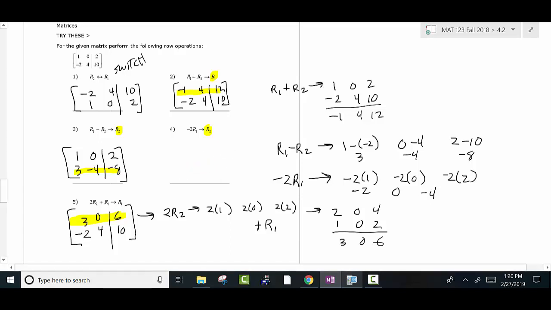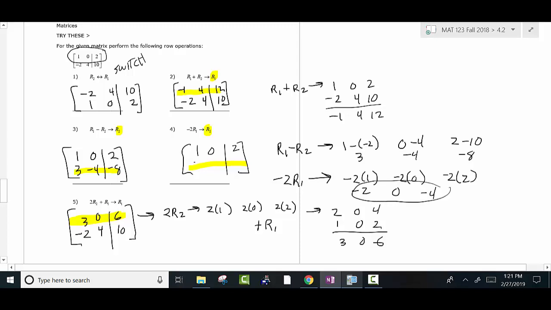Yeah, this one goes like this, okay? Row 2 is going to change, and row 1 is going to stay the same. Row 1 was 1, 0, 2, okay? Then I just multiply all these numbers in row 1 like this. I think that would be -2 times 1, -2 times 0, -2 times 2. So I got that result, and that just plugged in.